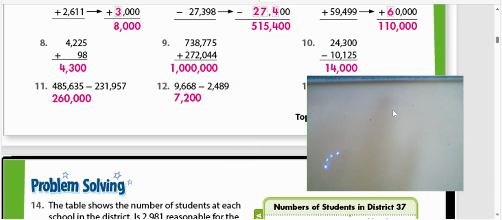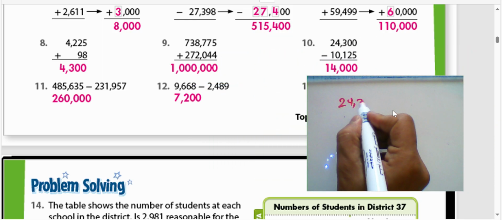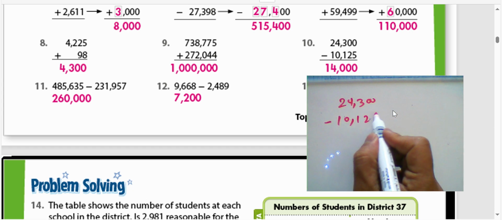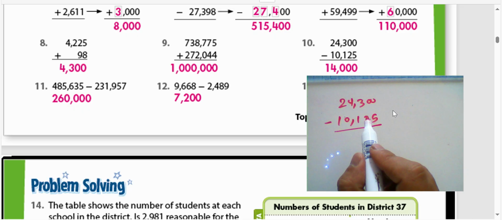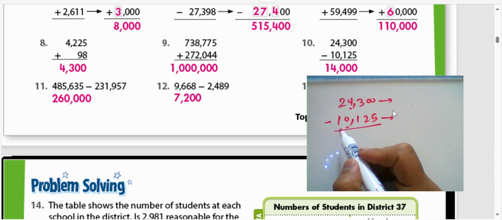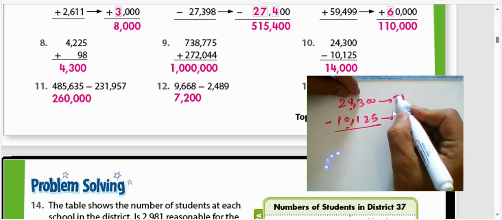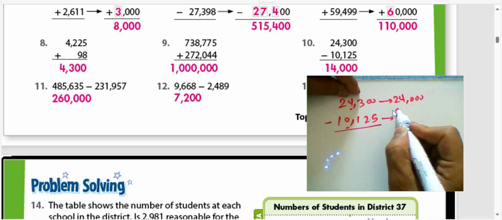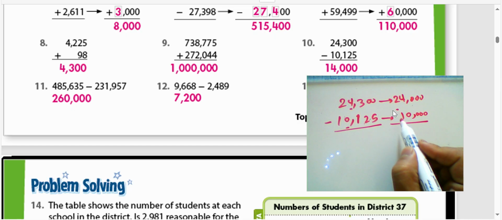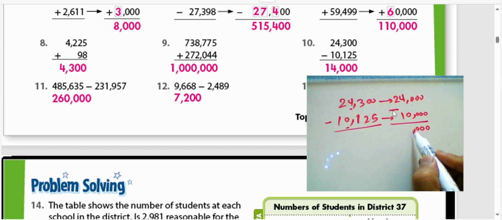Next question, 24,300 subtract by 10,125. We can approximate each one to the nearest thousandths place. 3 can give 1 to 4, then we can write 4, 2 and 3 zeros here. And also we can write 3 zeros. 1 can give 1 to 0, then we can write 0 and 1. Find the difference, write 3 zeros and 4 minus 0 equals 4, 2 minus 1 equals 1. The result will be 14 thousandths.